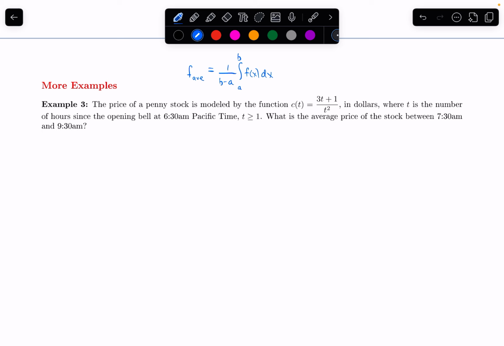That's my average value. So for this function, which is called c, I'm going to call the average value c av. Okay, so I know I'll have 1 over something. What are the b and the a here? The endpoints of the interval. If I look at the times, 7:30 a.m. is 1 hour after that opening bell, so this is t equals 1. 9:30 a.m. would be t equals 3. It's 3 hours after that opening. Okay, so I'll do 1 over 3 minus 1 times the integral from 1 to 3 of my function, which is (3t plus 1) over t squared, dt.